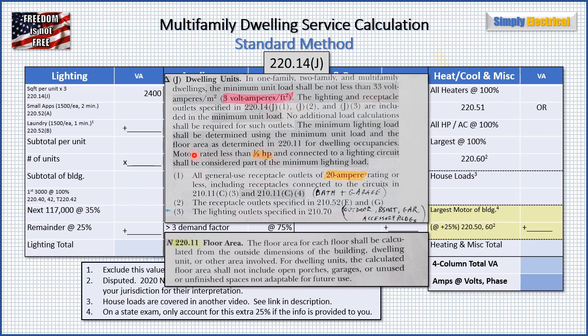Last sentence in this paragraph says motors rated less than 1/8 horsepower and connected to a lighting circuit shall be considered part of the minimum lighting load. So that's the final load that's included in this minimum lighting load. That is 1/8 horsepower motors that are connected to lighting circuits. So you don't have to include those anywhere else in this calculation. All right, and so that takes care of our first step under the lighting column.